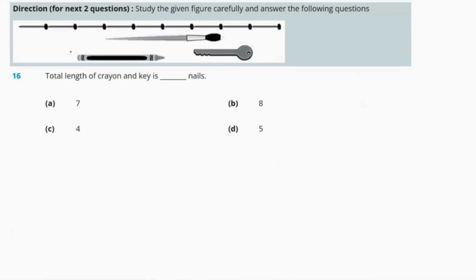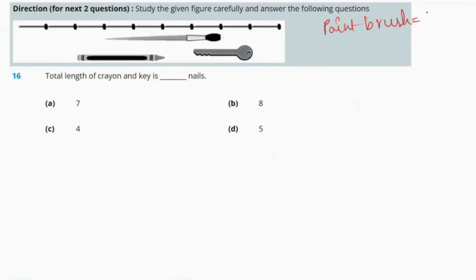Now it is a scenario based question again. So it says, study the given figure carefully and answer the following questions. So in this figure, we are provided with the measurement of a painting brush, a crayon and a key in terms of nails, right? So first of all, talking about the paint brush.